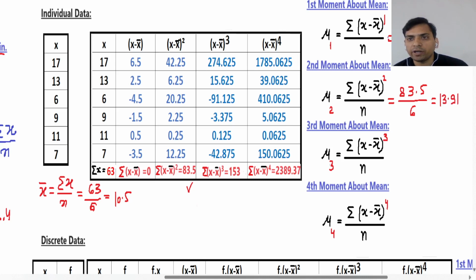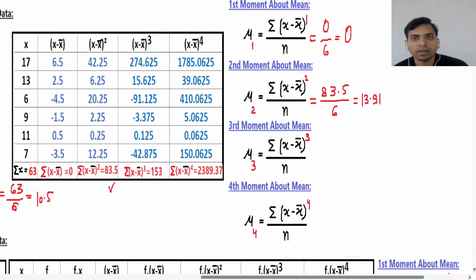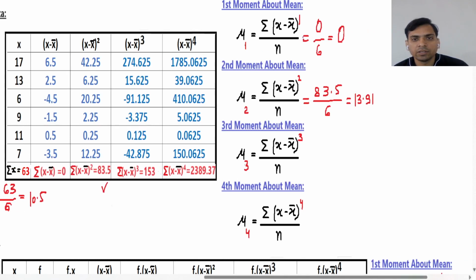This is 13.91. Now next, third moment. In third moment, this is x minus x bar raised to the power 3. So you will multiply this and this, then you will get this column, and then summation, you will get this term. For third moment, this is 153, and this 153 is divided by number of observation, this is 6. Then you will see this as 25.5. So this is third moment about mean for individual type of data.